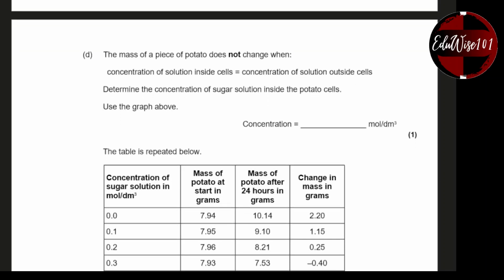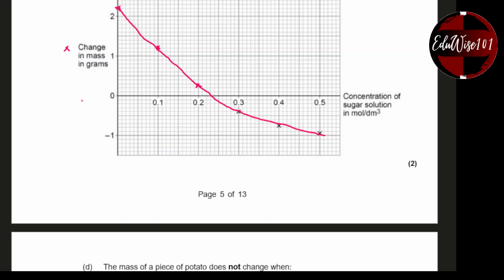D. The mass of a piece of potato does not change when the concentration of solution inside cells equals the concentration of solution outside cells. Determine the concentration of sugar solution inside the potato. So use the graph. That's when the change in mass is actually 0. That would be here, so 0.2, and that's the third box. So that's 0.23. 0.23 depends on how you've drawn the line. For me, it's crossing at this third box.